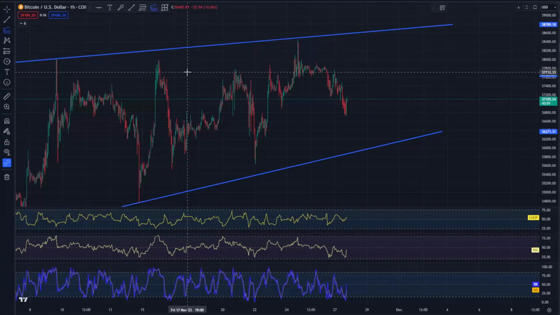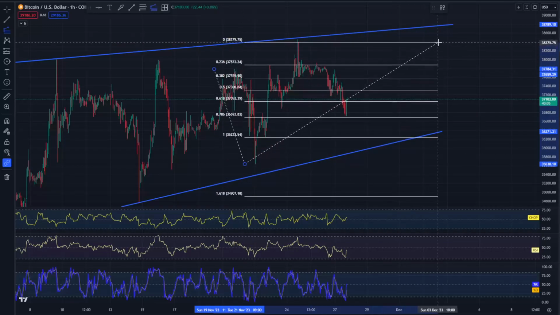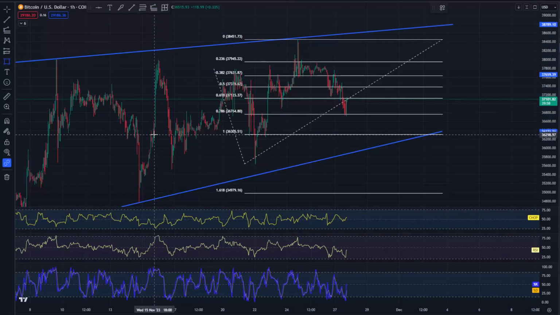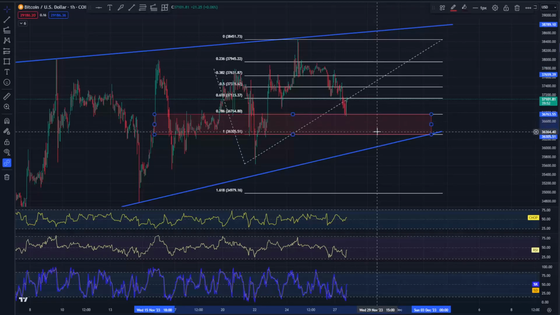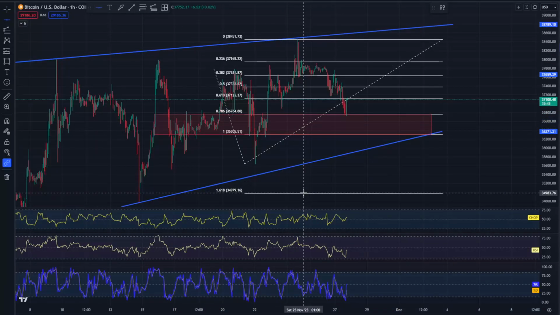Now we can move on to marking support areas in case the current correction deepens. And here, first of all, it is worth marking the support zone from $36,763 to $36,305. But when we fall below this zone, we may see a drop to the support level of $34,977.